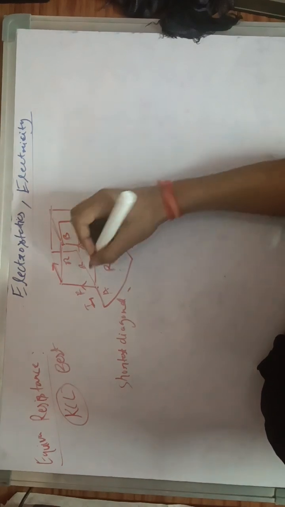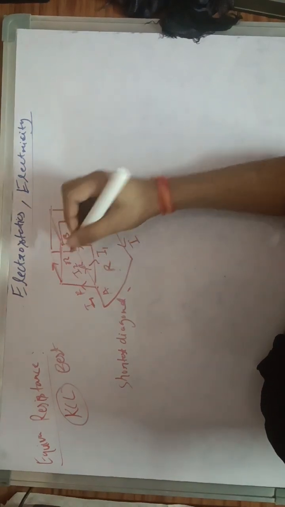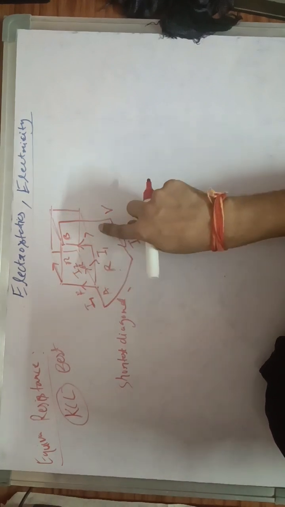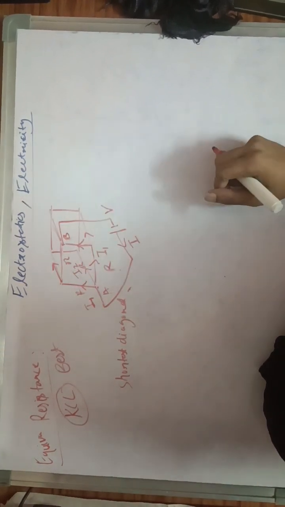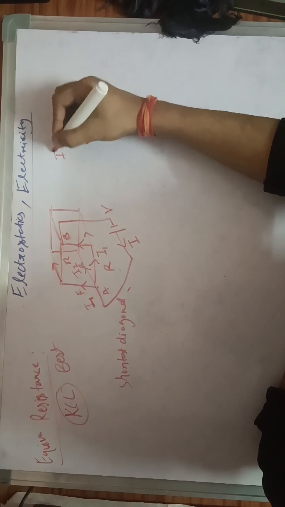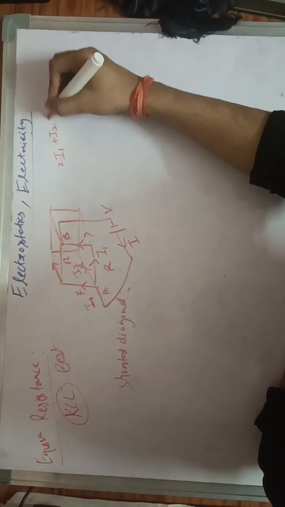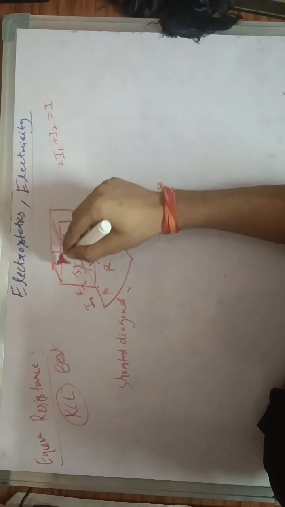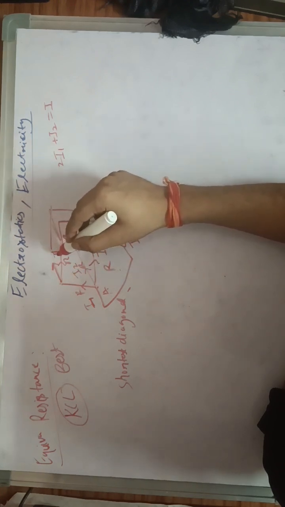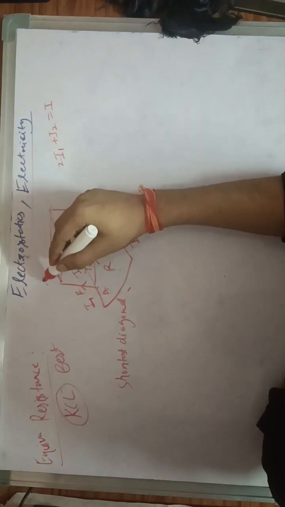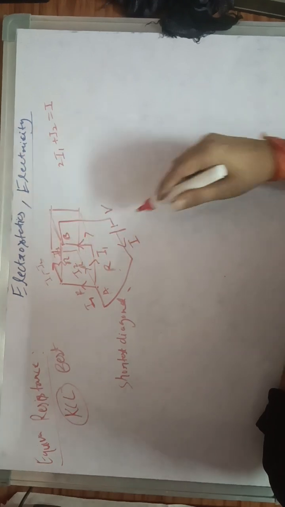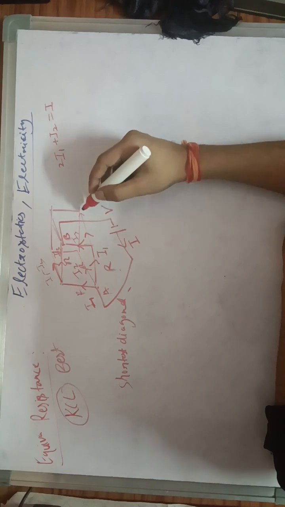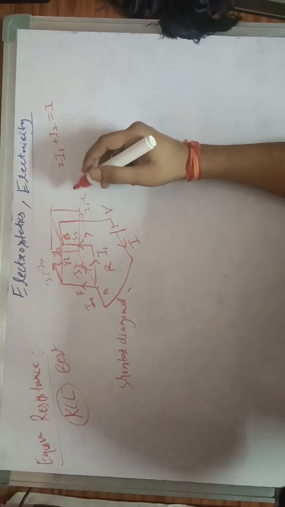Some I1 current flows in this direction, I1 in this direction, and some I2 in this direction. The sum of 2 I1 plus this I2 would be equal to I. Then this I1 current divides into two parts. Let's say this is I3, then this will become I1 minus I3. Similarly, this happens in this case. This current is I3 and this is I1 minus I3.